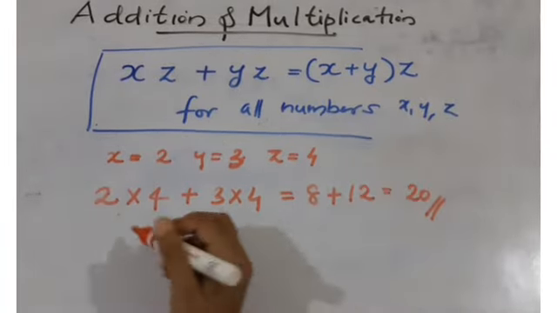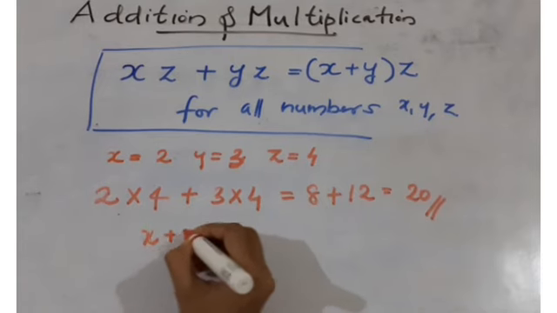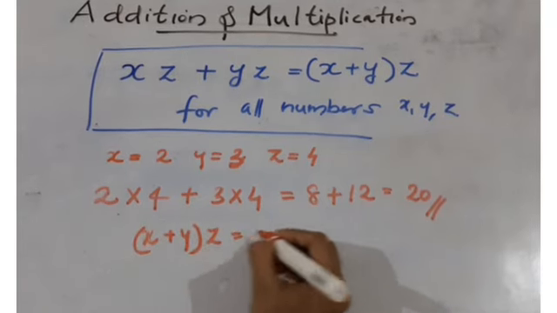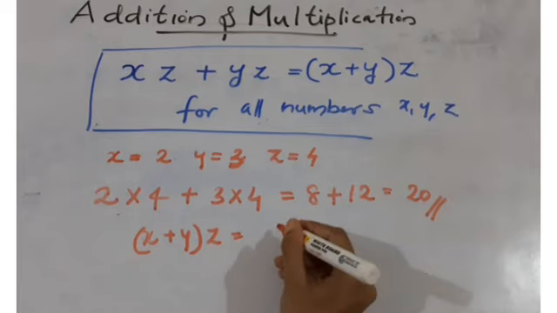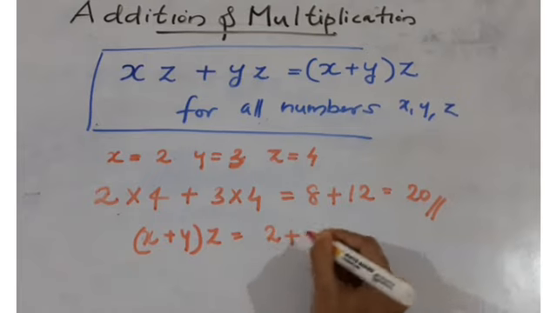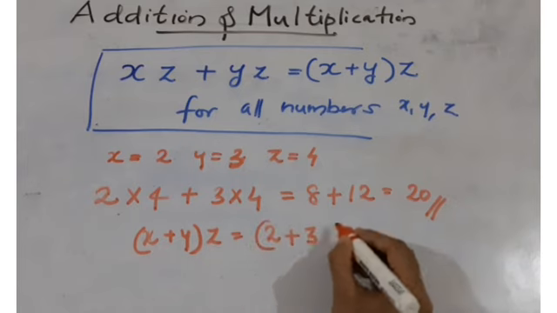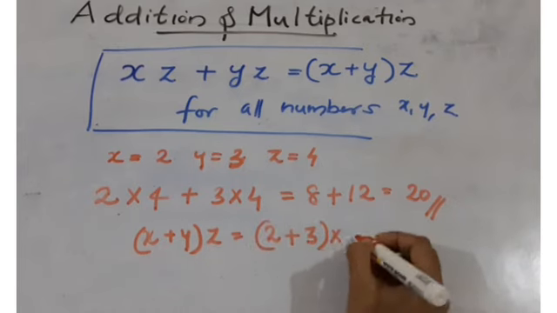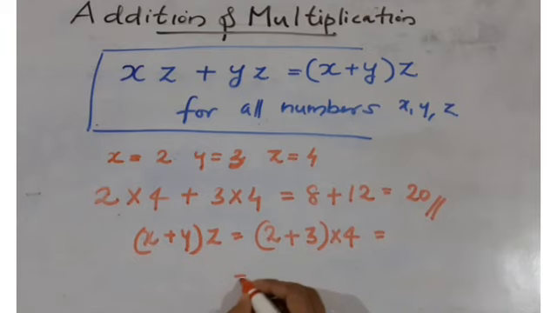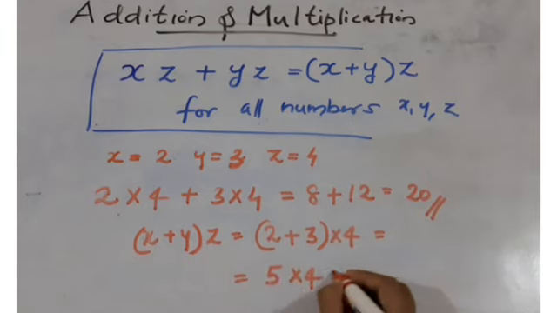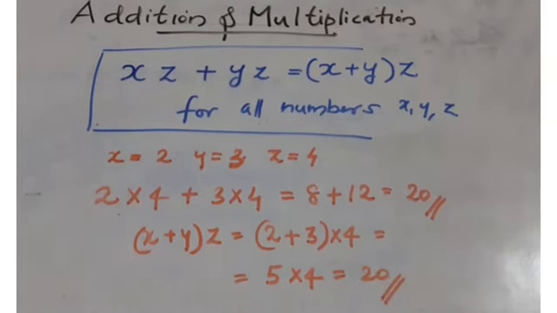Now let us check here. The equation is x plus y into z, that is x is 2 plus y is 3 into z is 4. Let us check what is the answer of this. 2 plus 3 is 5 into 4 equal to 20. So in both cases I am getting the answer 20. So this equation is right for all numbers x, y, z.